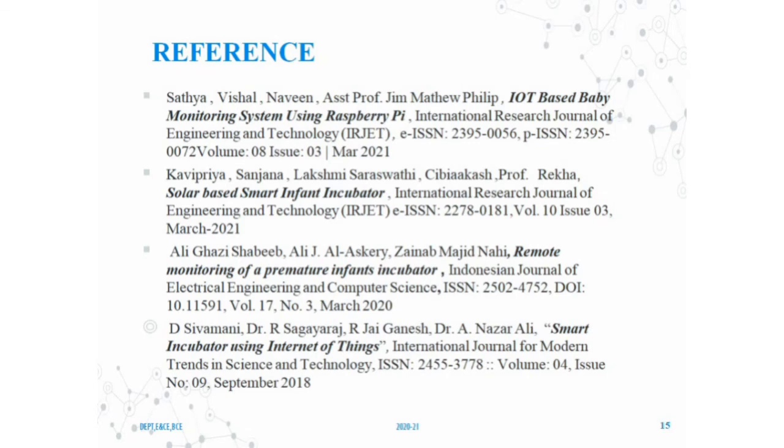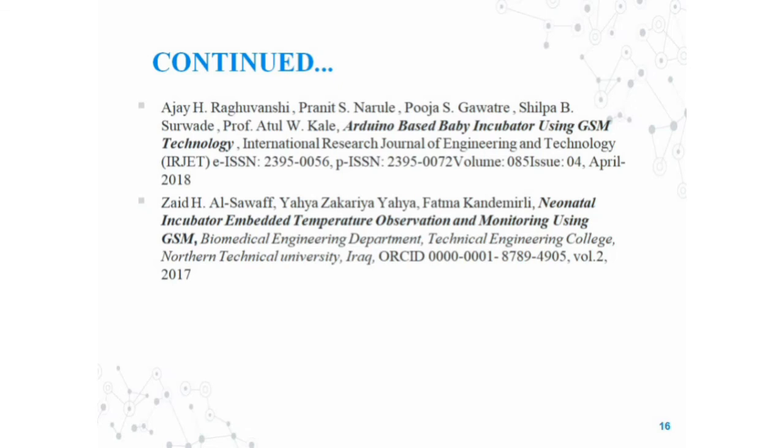References. These are a few references where we can learn what an infant incubator is, and reading more of these research papers would increase the knowledge regarding the infant incubator.